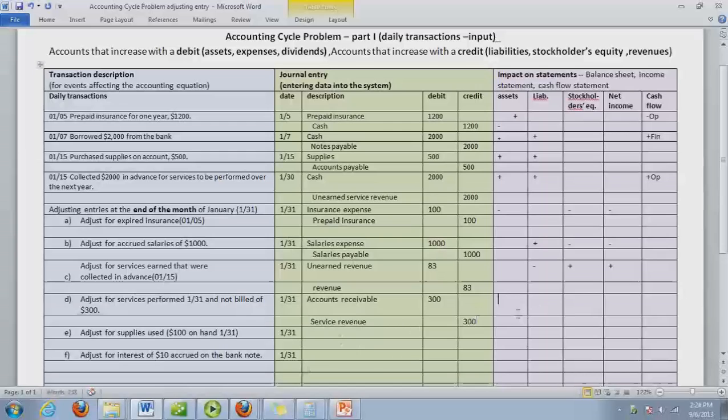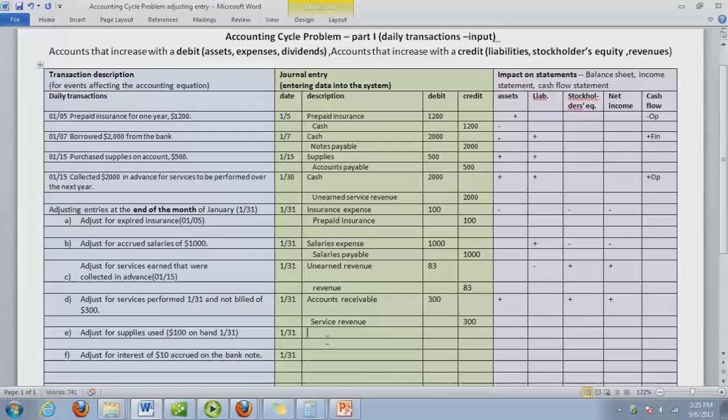Impact on your statements. So you're going to see your assets going up, your profit's going to go up because of the revenue, close the books to retained earnings, and we see stockholders' equity increasing. So it's sort of a win-win. Oops, I put this in the wrong spot. I want net income to go up, assets and stockholders' equity.